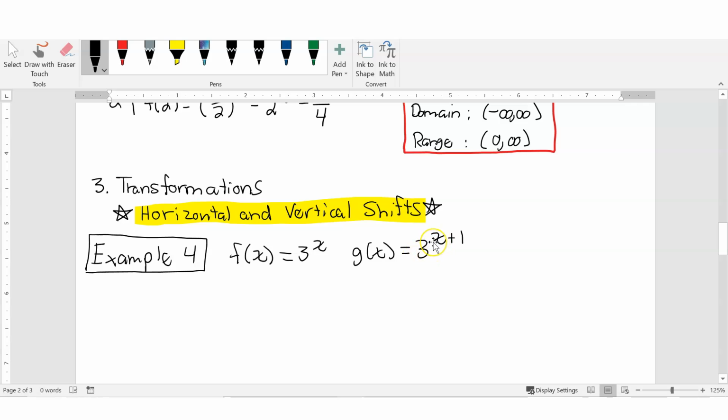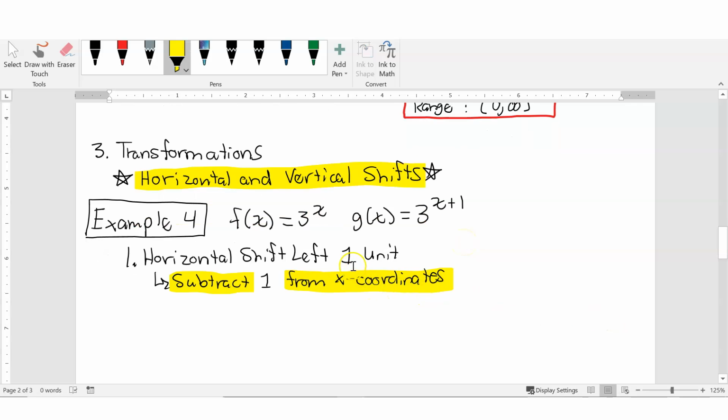Now remember, with your transformations, we can always identify a vertical transformation because it's outside the argument of the function, or a horizontal transformation when it's on the inside of the argument of the function. Because this plus 1 is up here with the x variable, it's really a horizontal shift, and it's going to be a shift left 1 unit.